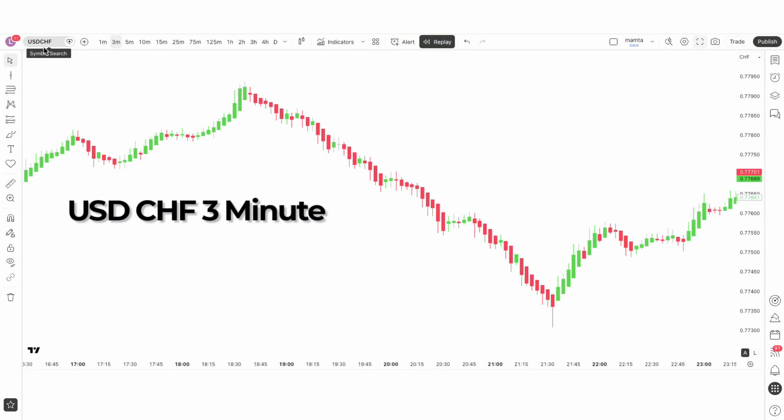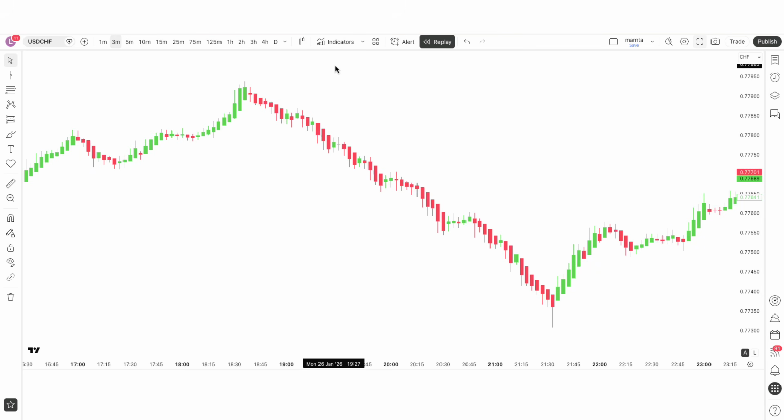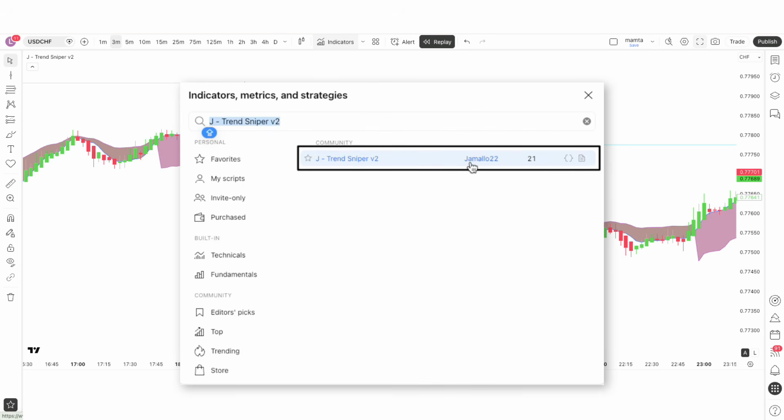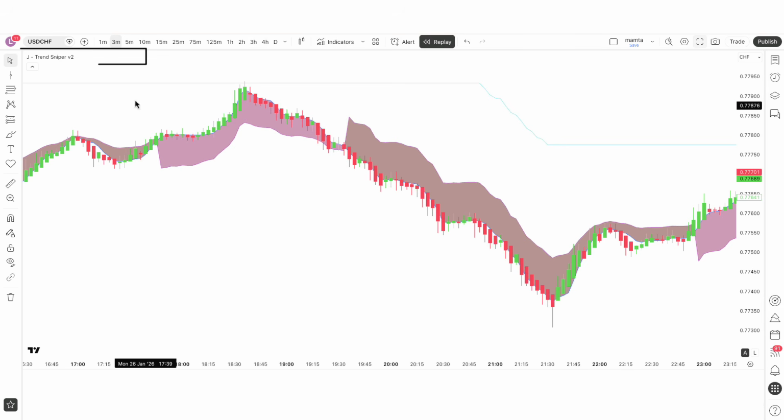We open the USD CHF 3-minute chart. And don't sweat the time frame either. Next, you'll want to find those magic indicators. Head over to the Indicators tab and search for the J-Trend Sniper V2. Select the indicator made by Jamalo22 and add it to the chart.